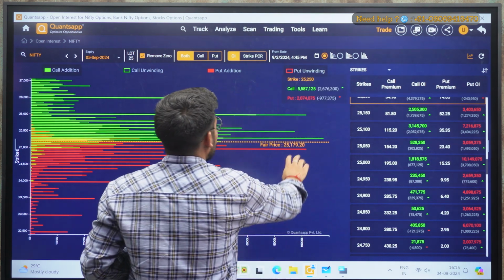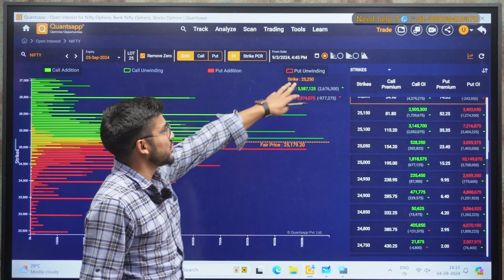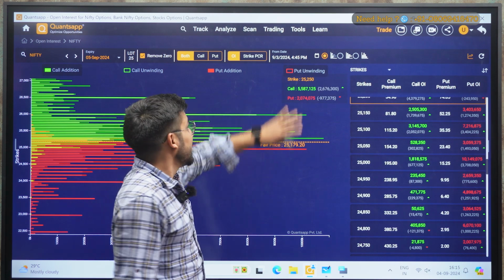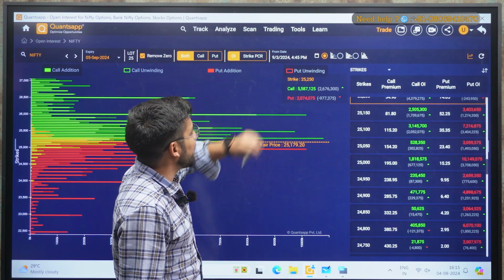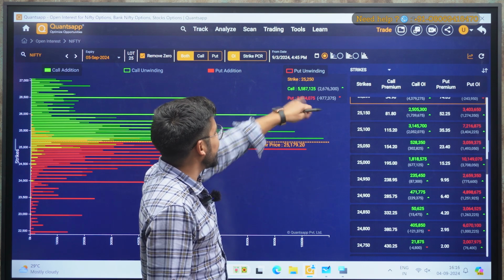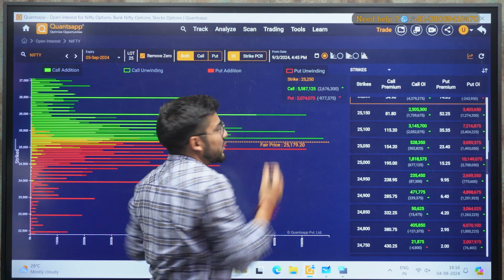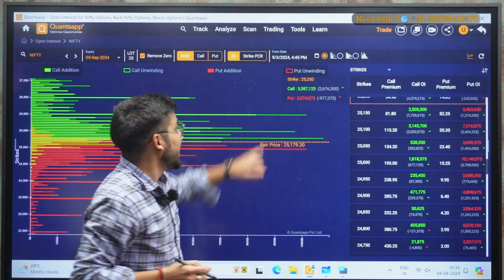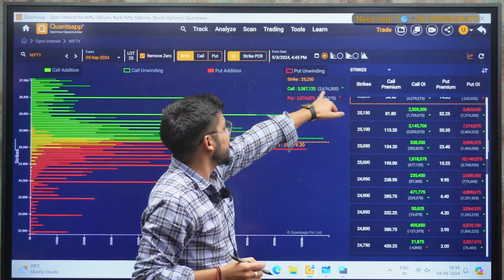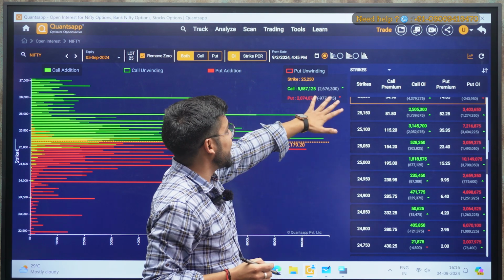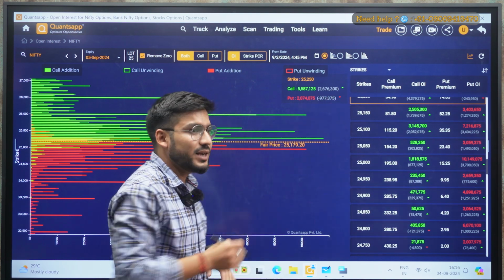Now I have selected the strike price of 25,250, as you can see. At the strike price of 25,250, I can see there are 55 lakh 87,125 call sellers, and I can also see a change of 26 lakh 76,300.